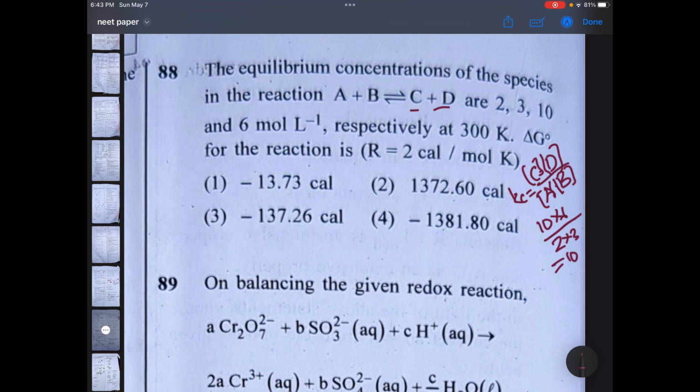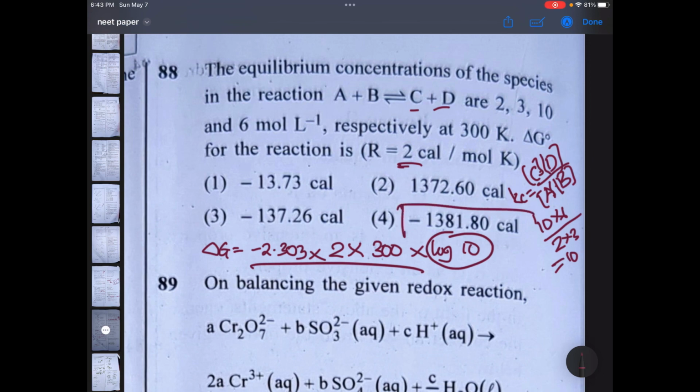And delta G is equal to minus 2.303 RT. R value is given 2. Temperature is given 300. Log 10 is 1. When you multiply this, you will be getting minus 1381.80.